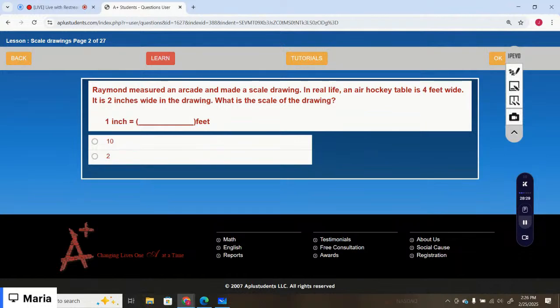Raymond measured an arcade and made a scale drawing of real life. An air hockey table is 4 feet wide. It is 2 inches wide in the drawing. What is the scale of the drawing?